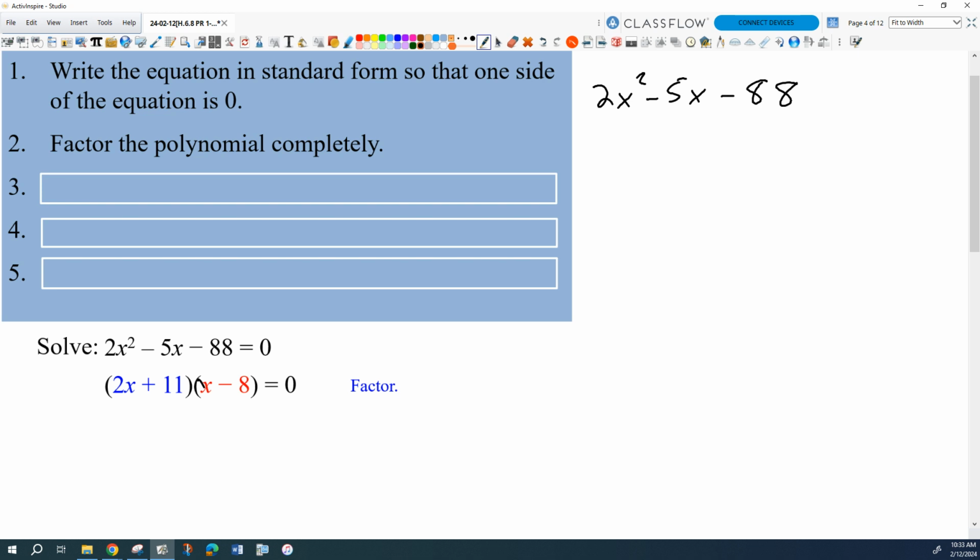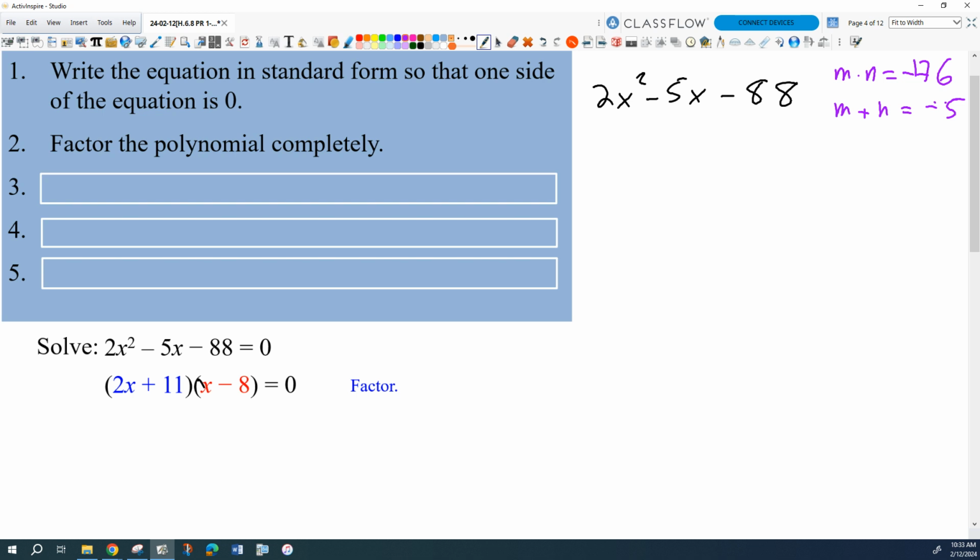Let's do the work and actually factor it. Let's remind ourselves how to actually factor that. How am I going to factor that trinomial? You start with 2 times 88. Okay, so I've got to find magic numbers. Good. So my magic numbers, m times n, have to equal 2 times -88, so -176. And what do they add to? -5.